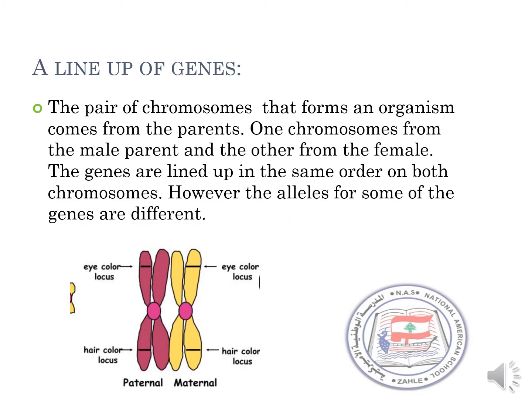The pair of chromosomes that form an organism comes from the parents, one chromosome from the male parent and the other from the female. The genes are lined up in the same order on both chromosomes. However, the alleles for some of the genes are different. As you can see in this picture, the eye color loci are in the same order on both chromosomes. However, the eye color may differ from one parent to the other.